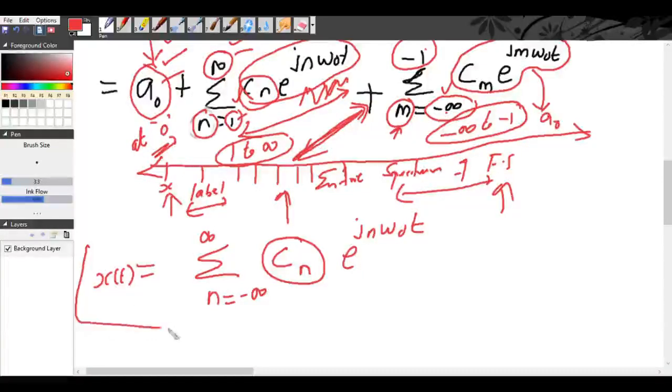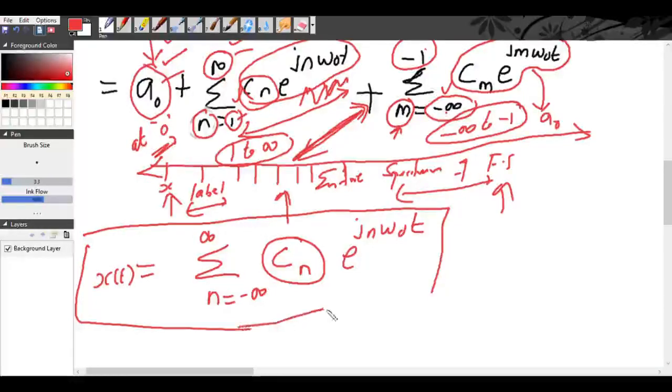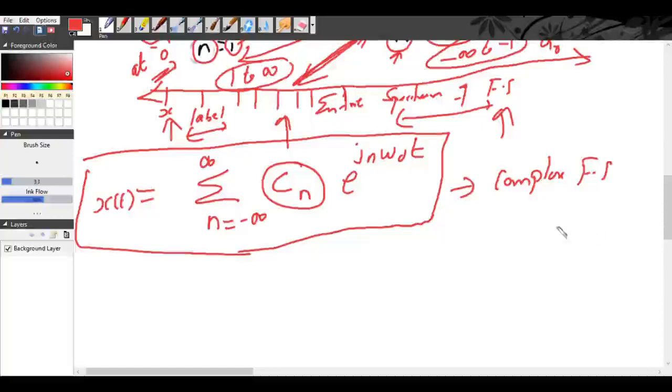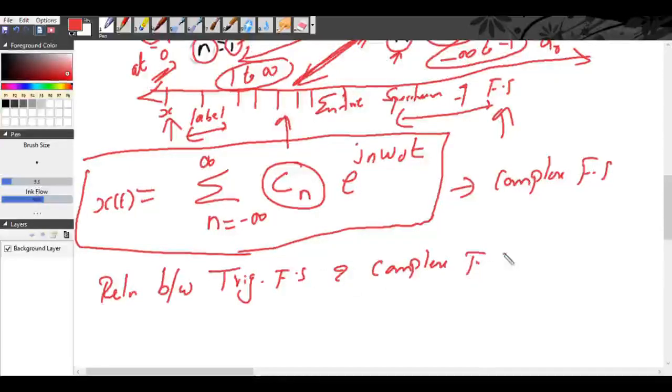Okay, so what is this? Check out my last problem. This is nothing but the complex Fourier series. I included this because sometimes in the exam they may ask you to derive the relation between the trigonometric Fourier series and the complex Fourier series. I told you both are the same actually.